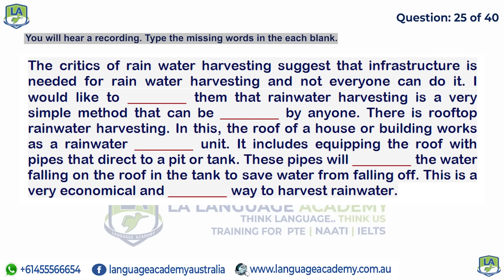In this, the roof of a house or building works as a rainwater collection unit. It includes equipping the roof with pipes that direct to a pit or tank. These pipes will divert the water falling on the roof into the tank to save water from falling off. This is a very economical and efficient way to harvest rainwater.